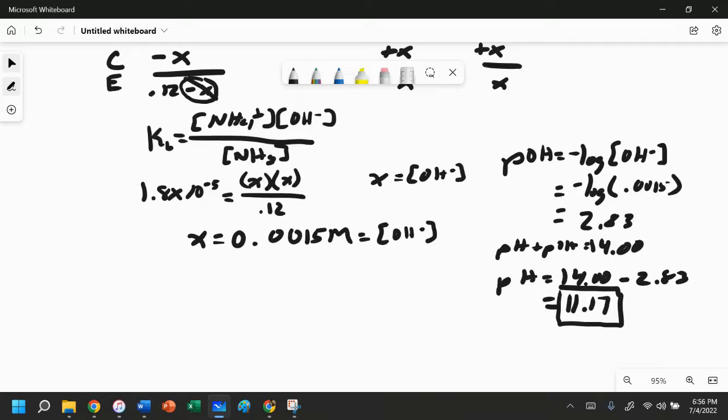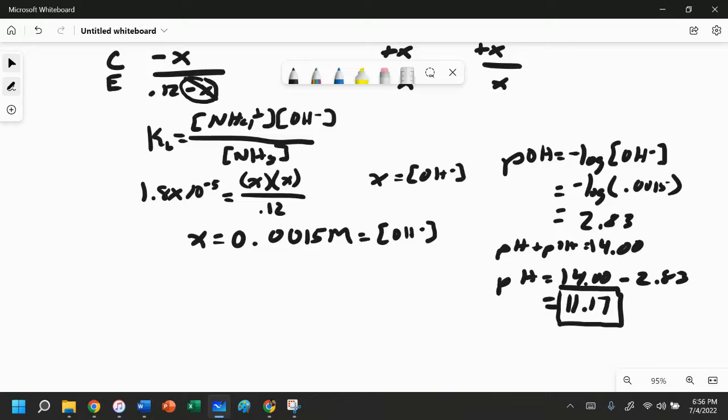And that answer does make sense. We should expect a value that's quite a bit less than 14, but above 7, of course. So that's our pH. So that answer does make sense. So that's how we solve for the pH of a weak acid and the pH of a weak base.